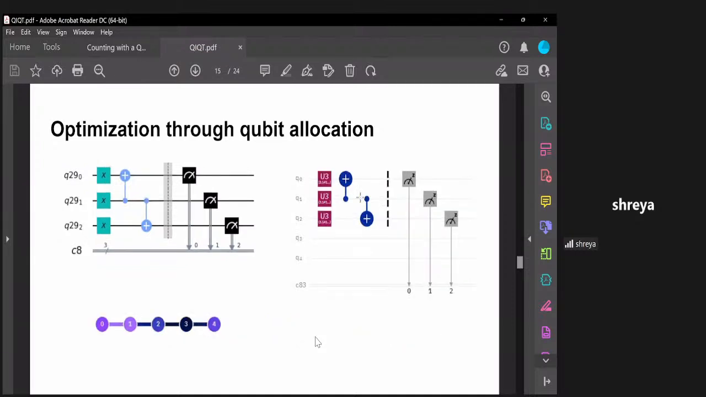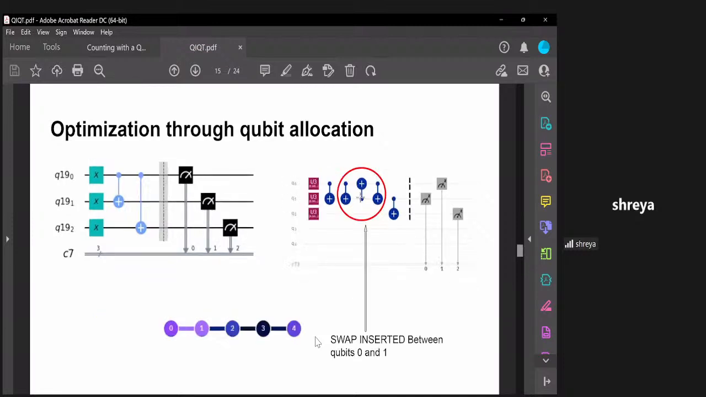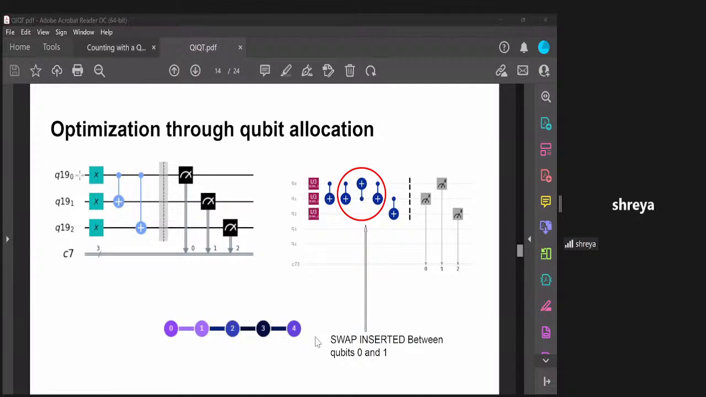Now, what can we do so that we can change these things? The first thing that we can do is we can optimize through qubit allocation. So what is qubit allocation? When you think about it, what do you have in your hardware? You have 5 qubits, and all of them are initiated in the 0 state.